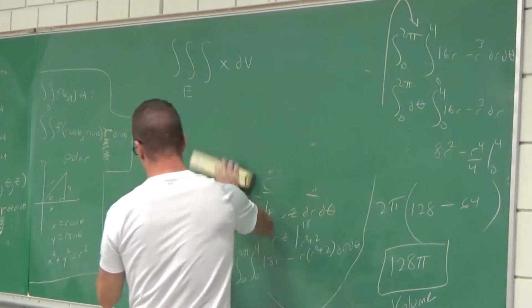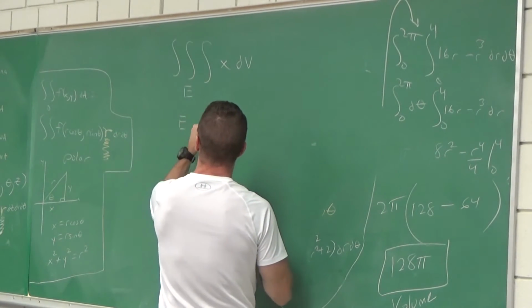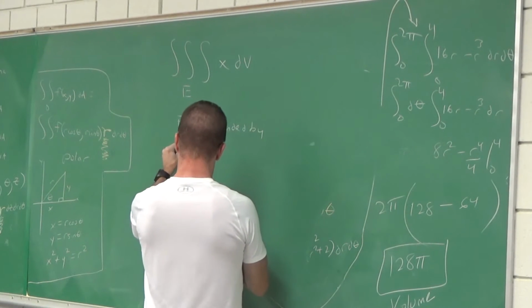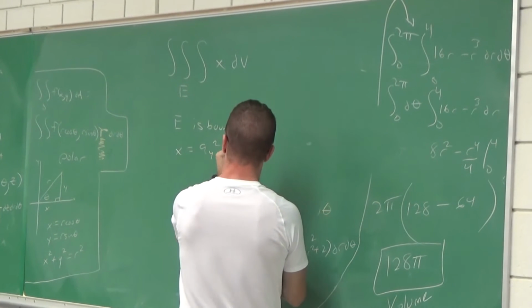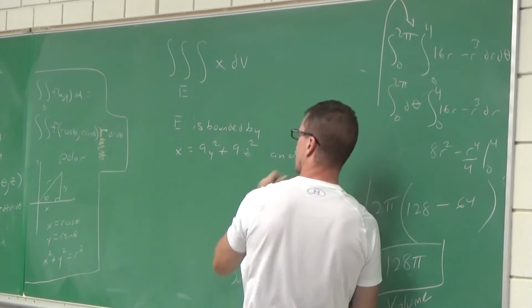Number one: evaluate the triple integral of x dV over E. We'll just set this up. They say E is bounded by x equal to 9y squared plus 9z squared and x equal to 9.